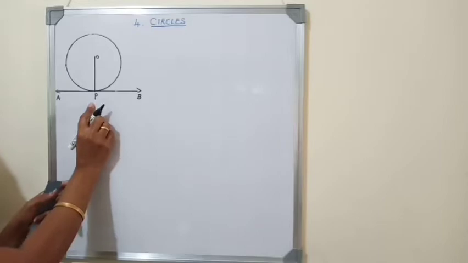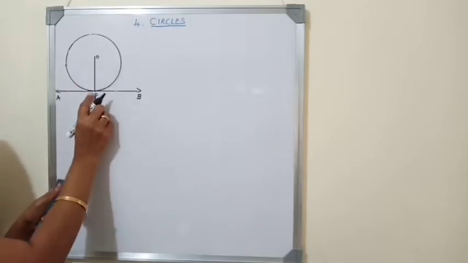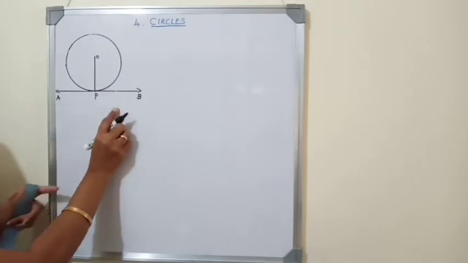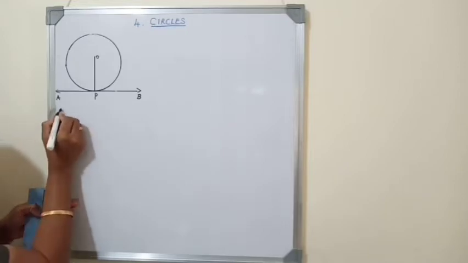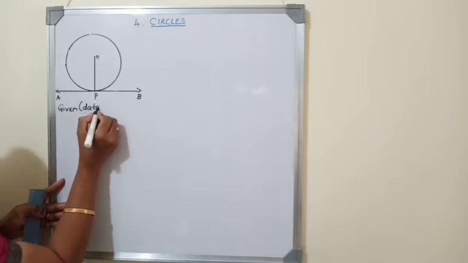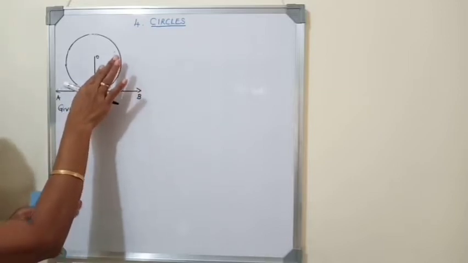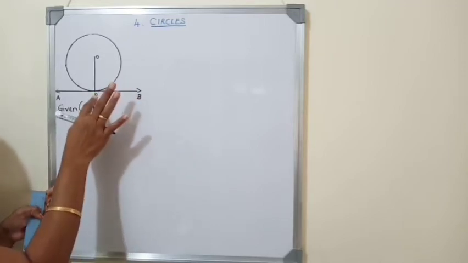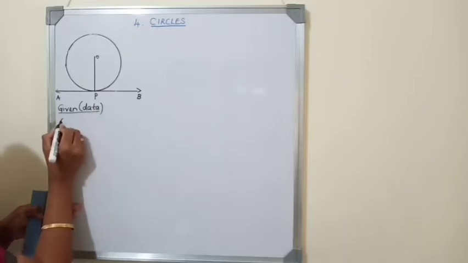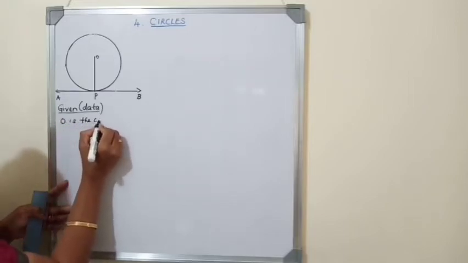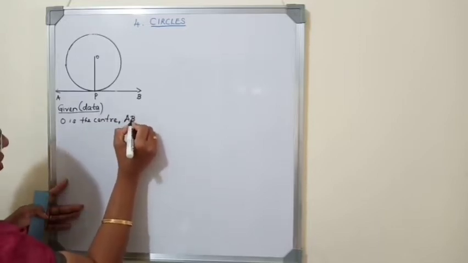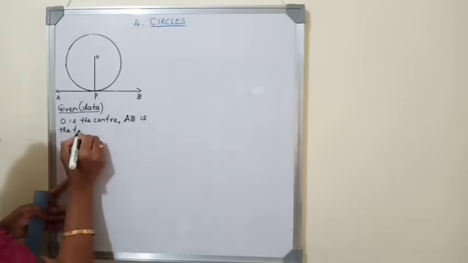So now we have to prove that the radius and the tangent at the point of contact are perpendicular. Whenever we write a theorem, first we will write what is given, or data. What is given? Given that O is the center of the circle, AB is a tangent at the point P and OP is the radius. So O is the center of the circle. AB is the tangent at P.